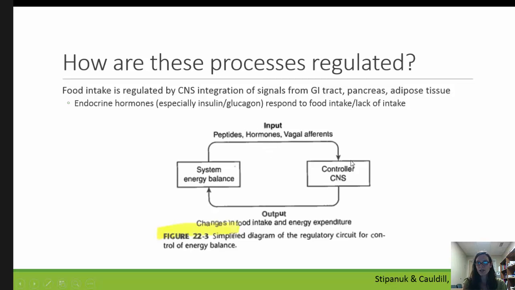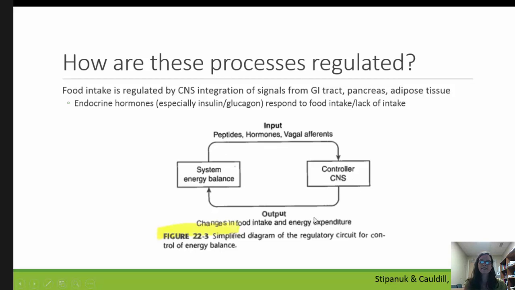This hormone is sensed by our central nervous system, and then our nervous system says, "Oh, whoa, your body's saying it's hungry and you haven't eaten in a while, so you need to change your food intake or you need to change your energy expenditure so that we can get back in system balance." So in this example, our CNS would say, "Hey, start eating something or stop exercising. We got to get our system back in balance."